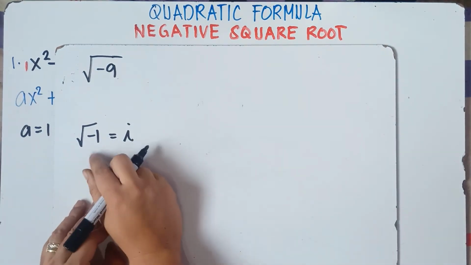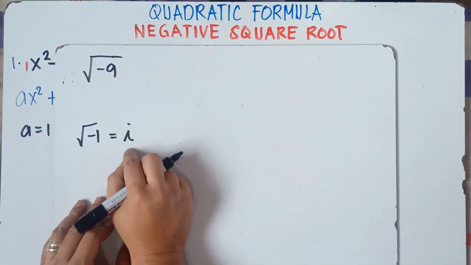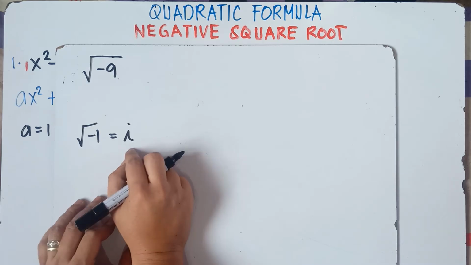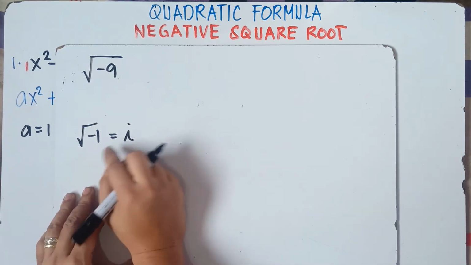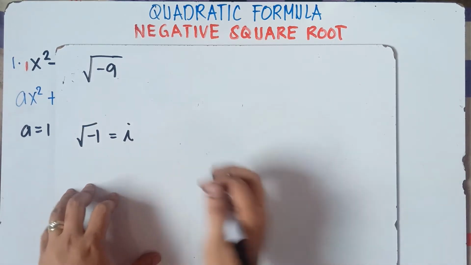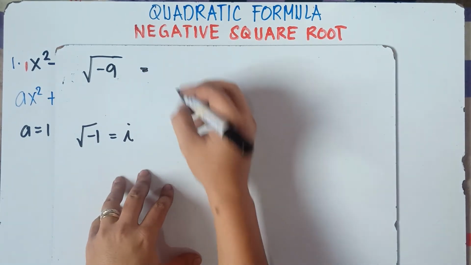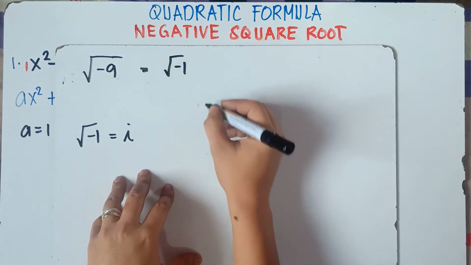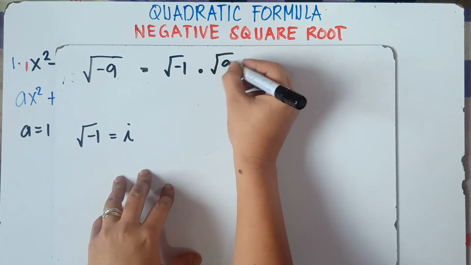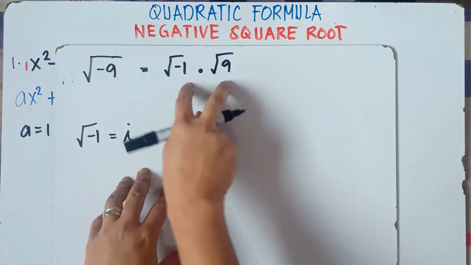Once again, the square root of negative 1 is equal to i. i represents the imaginary number. So, to remove this negative sign, class, we need to multiply this one by the square root of negative 1 times the square root of 9. Question, is this the same?